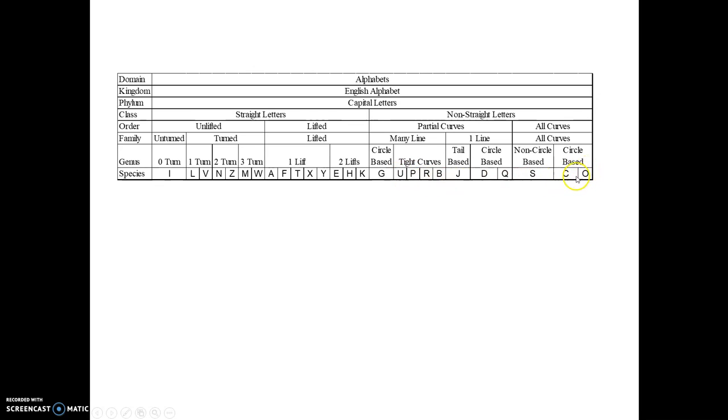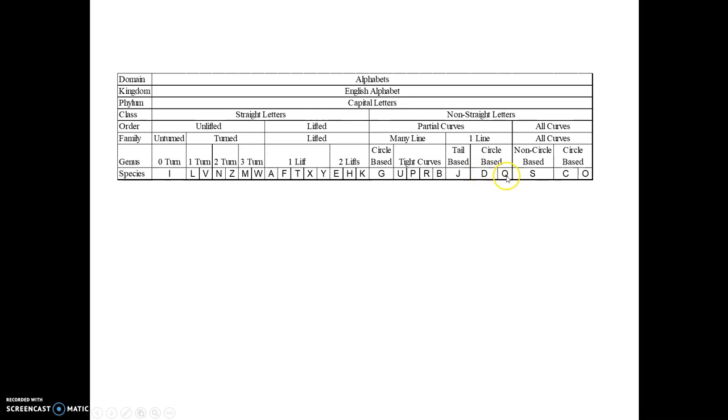Now, I'm just looking at the circle of the whole O. And so in that regard, I say S is not based on a circle. Now you could say that S is like two circles, like a number 8 and it's missing, but nope, that's not how I classify my things. Your classification system can be different, but this is mine. So the S is not based on a circle, and it's got a lot of curves in there, and it's all curve. Unlike the letter D, which is partial curve, because there's a curve here, but this is obviously straight.